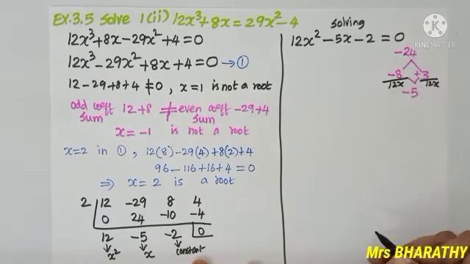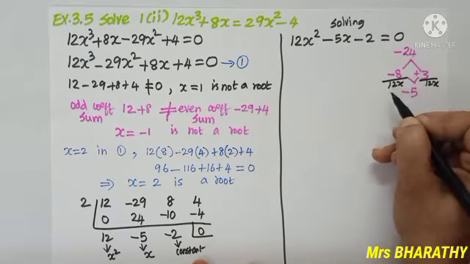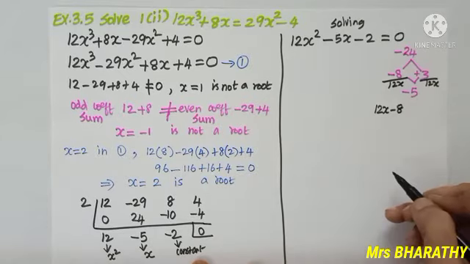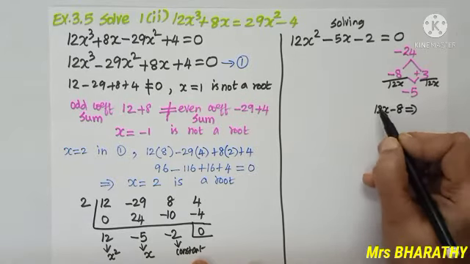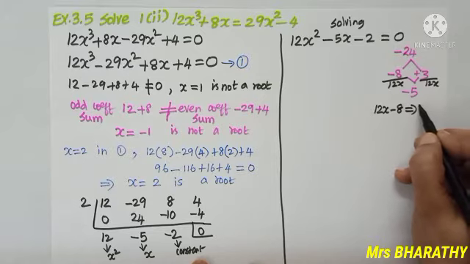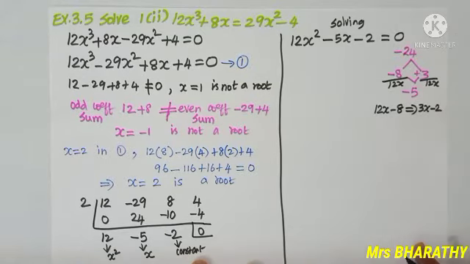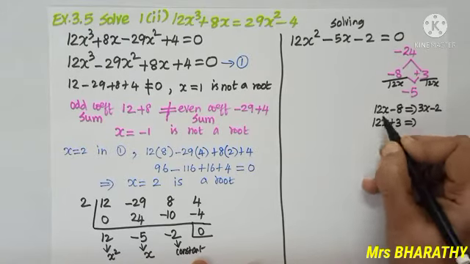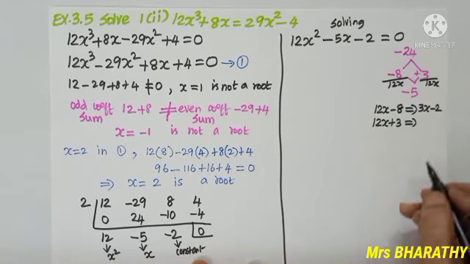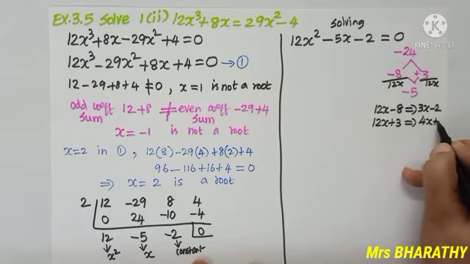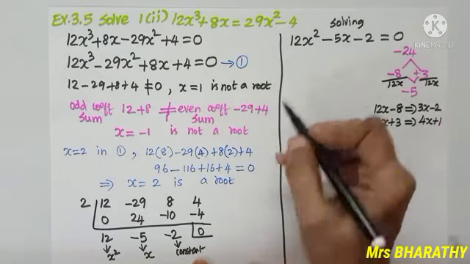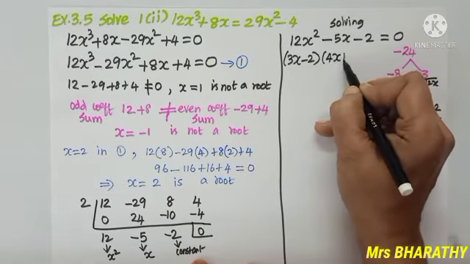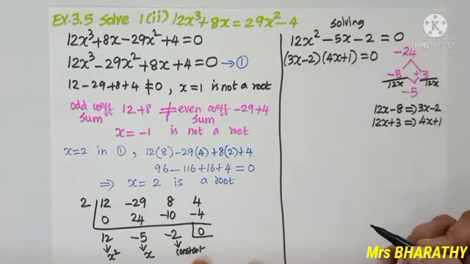As I simplify 8 and 12, as I cancel, it is 12x minus 8. As I cancel by 4, I will get 3x minus 2. Similarly here, 12x plus 3. As I cancel by 3, I get 4x plus 1. So we have the two factors, 3x minus 2 into 4x plus 1 equal to 0.